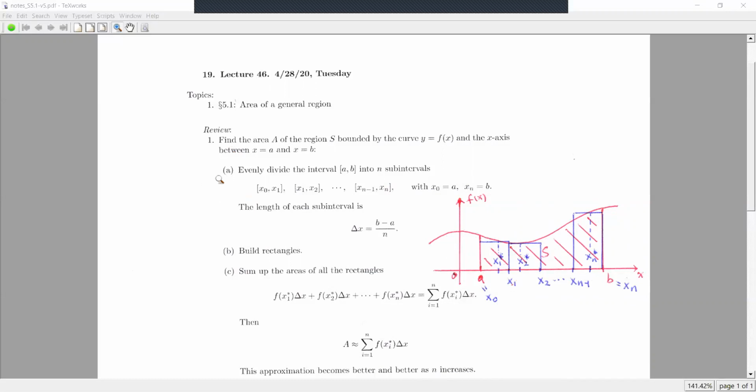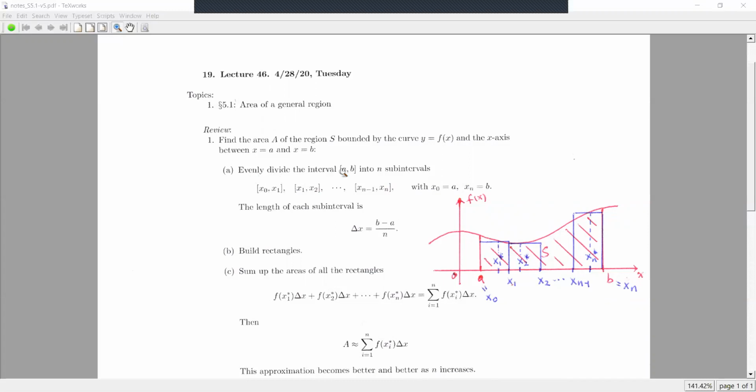There are 4 steps. Step 1, evenly cut the interval AB into subintervals. Here, I have cut the interval AB into n subintervals. I name the cutting points x0, x1, x2, x3, and so on. Usually, x0 is the left end point of the interval AB, and the last cutting point, xn, usually is the right end point of the interval AB.